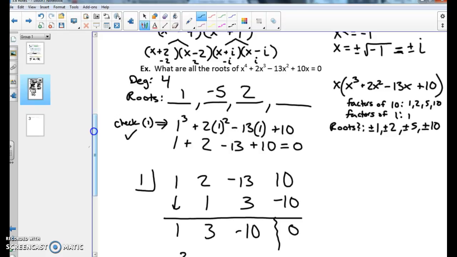It comes from that GCF we pulled out in the very beginning. Whenever you have an x in front, that matches up with what? Yeah, 0. So 0 is also a root in this problem. So our 4 roots: 1, negative 5, 2, and 0.